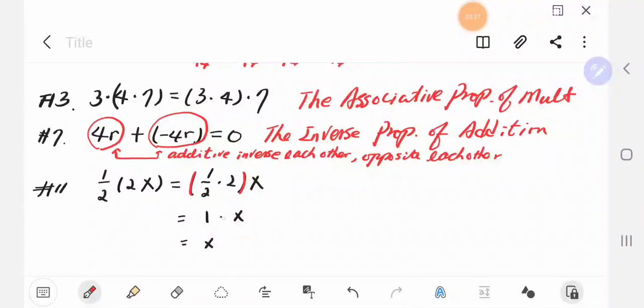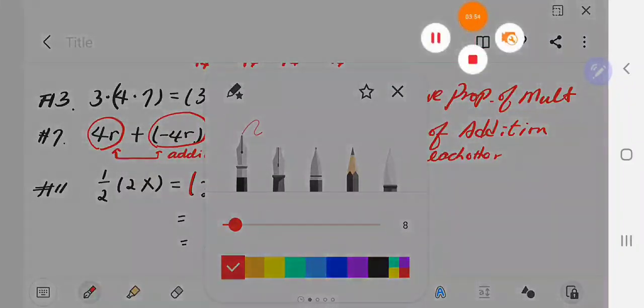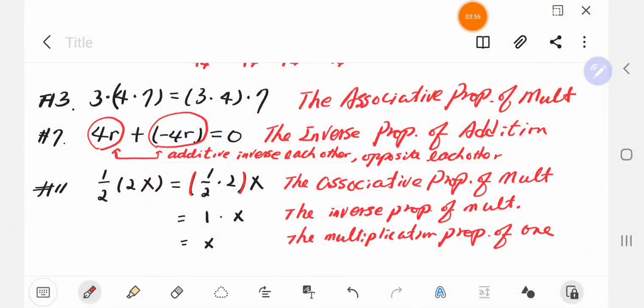And 1 times x. When a number is multiplied by 1, the result is always the number itself. So this is the multiplication property of 1. So let me write the answer. We can write the properties like this.